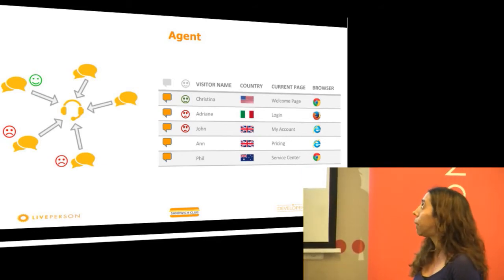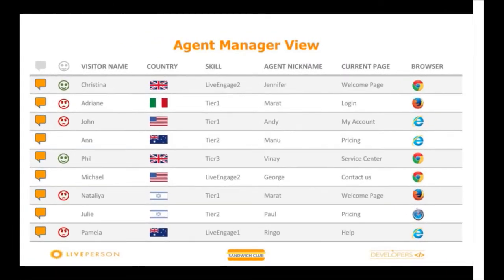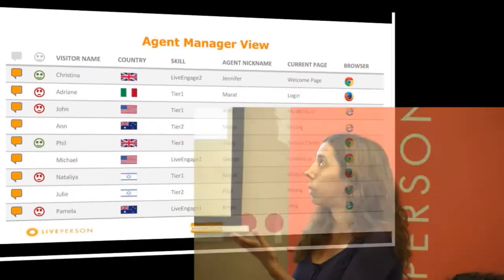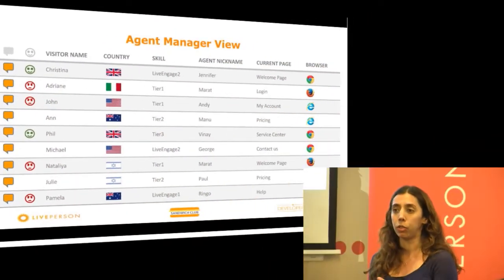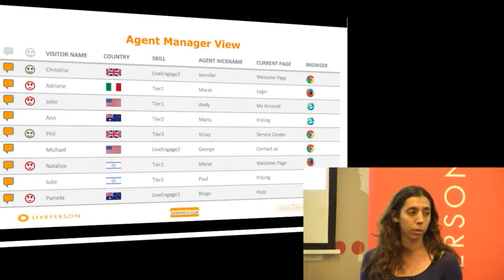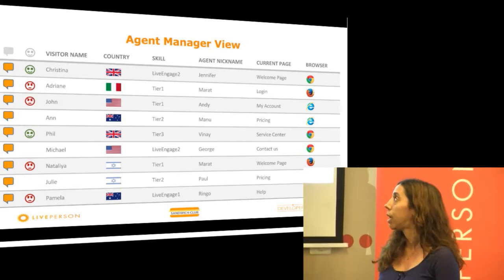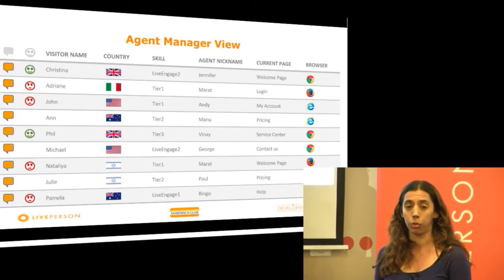In the agent manager view, there is much more data about the chats. There is data about the visitor name, about the country the visitor comes from, the agent name, the skill of the agent, and we also have the sentiment indicator. So here you can see there is a large group of chats since the agent manager sees all the chats on the website. And now he has also the sentiment indicator. So some of the chats have a smiley face, which means they are positive chats. Some have a frowny face, which means they are negative chats. And some have no face, which means they are neutral.